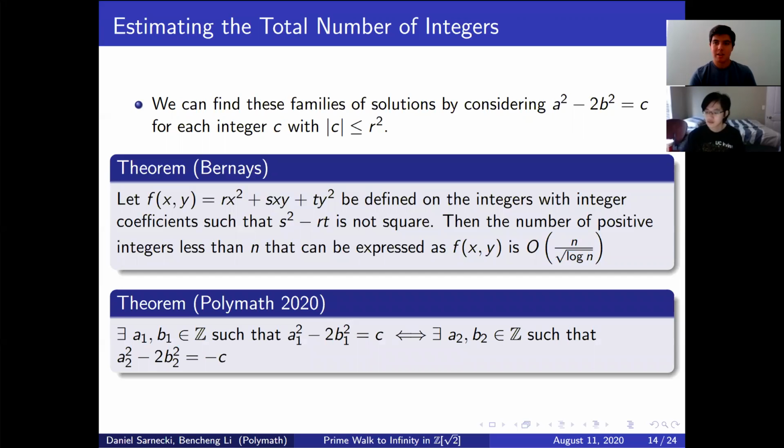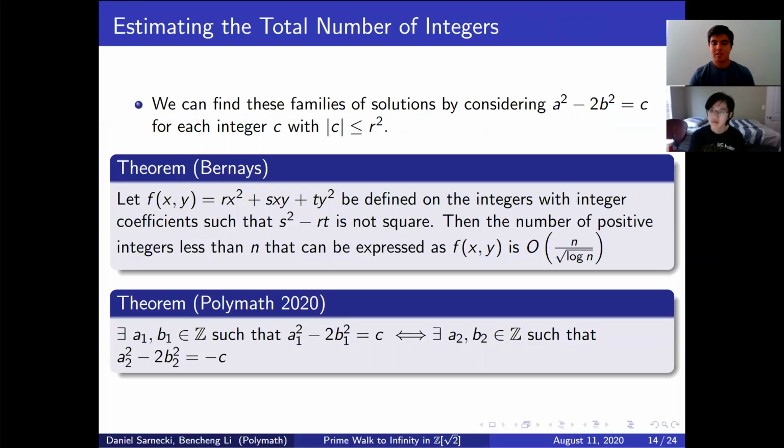Then, to accompany this theorem, we have this little helper theorem right here that just says that if we have a solution to the equation a² − 2b² = c, then we must also have a solution to a² − 2b² = −c. The reason why is that if we have a solution a + b√2, then we multiply by 1 + √2.